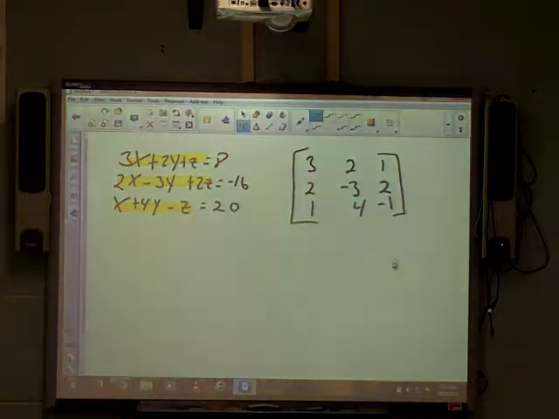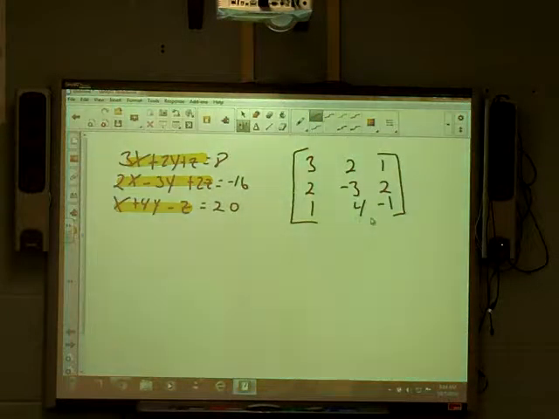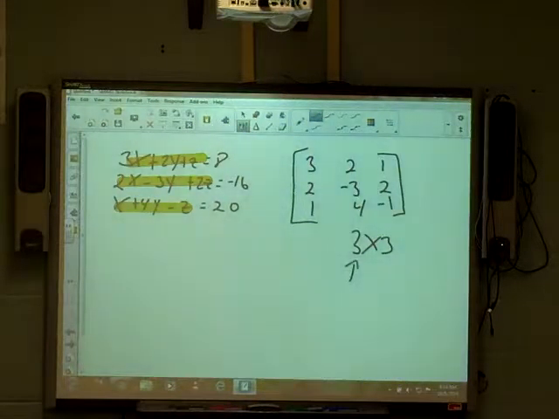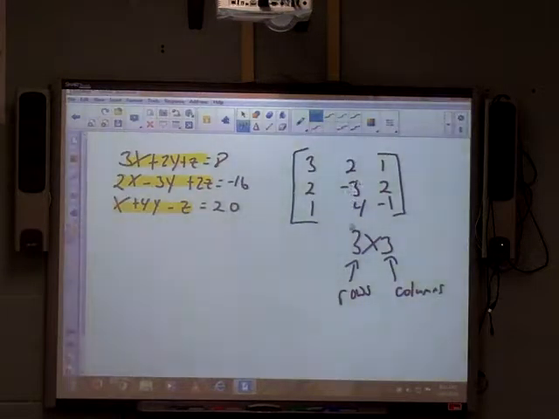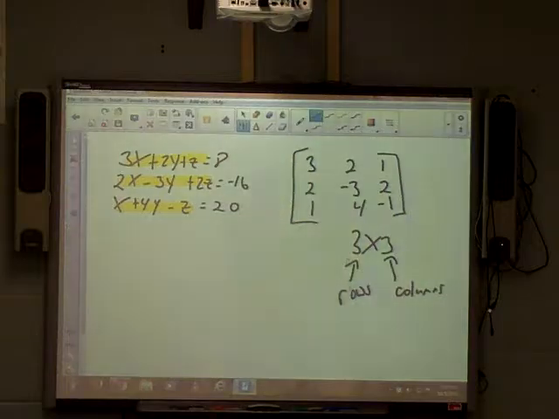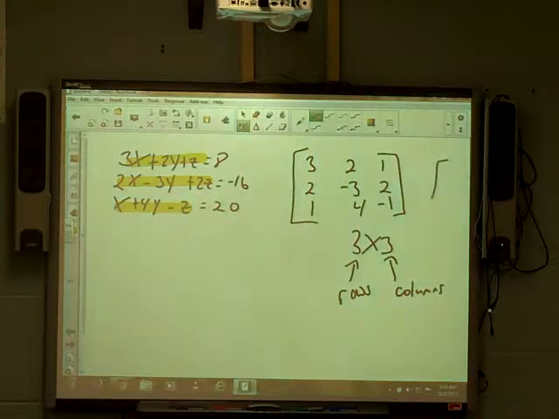Now we have to know this, and we're going to spend more time with it tomorrow, but the matrix that I just wrote is a 3 by 3. That's always rows by columns. Rows go long ways, like you plant a row in your garden. So 1, 2, 3. Columns support your house. They're up and down. 1, 2, 3. Rows by columns.